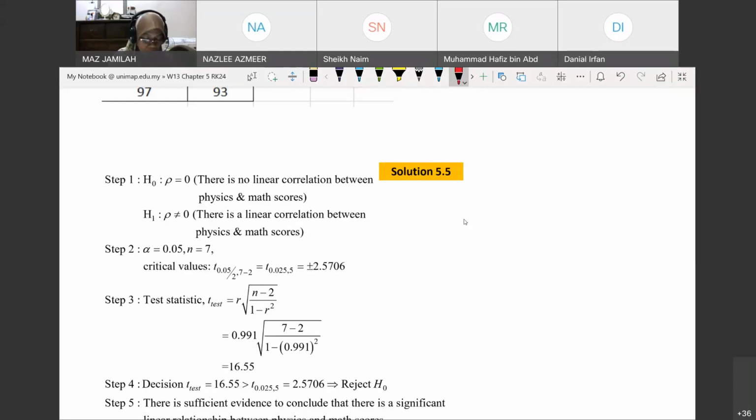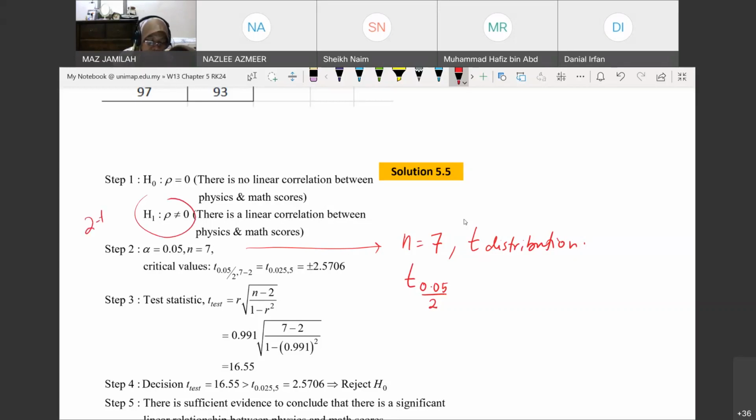Next, your critical value. Since you are dealing with n equal to 7, in simple linear regression we are assuming our data are normal. When they are normal and the sample size is less than 30, we are going to use the t-distribution. For the t-distribution, your t alpha would be 0.05 divided by 2. Why? Because we are dealing with a two-tail test.